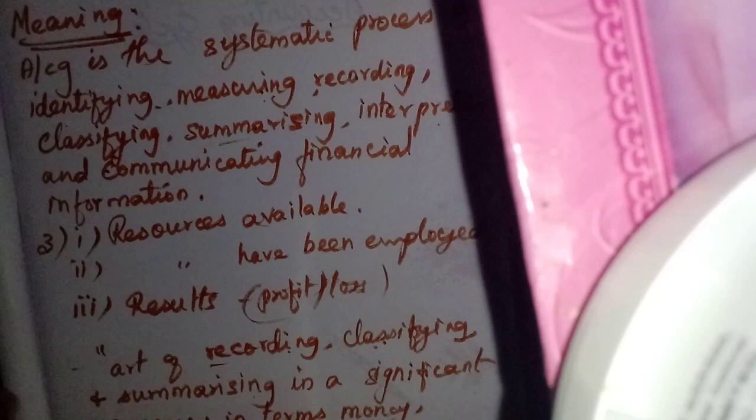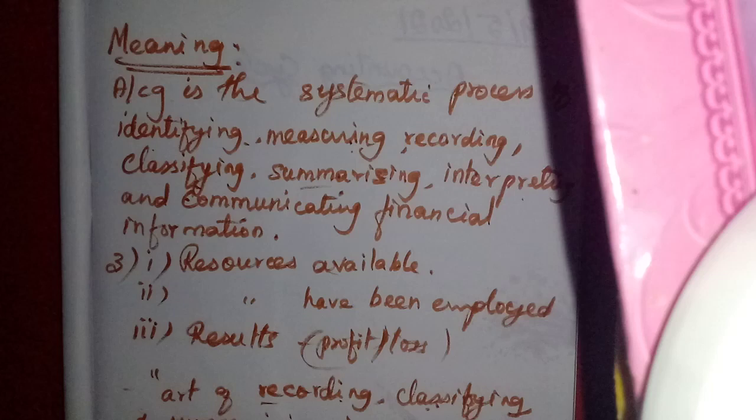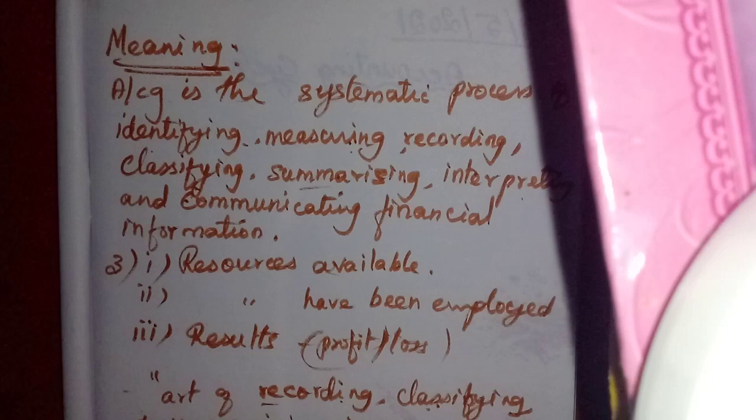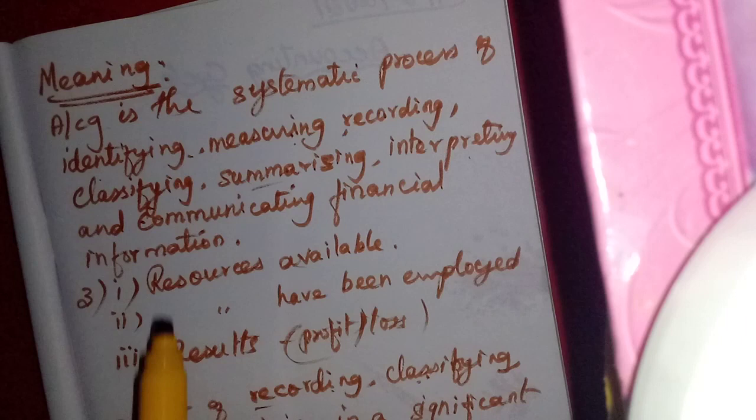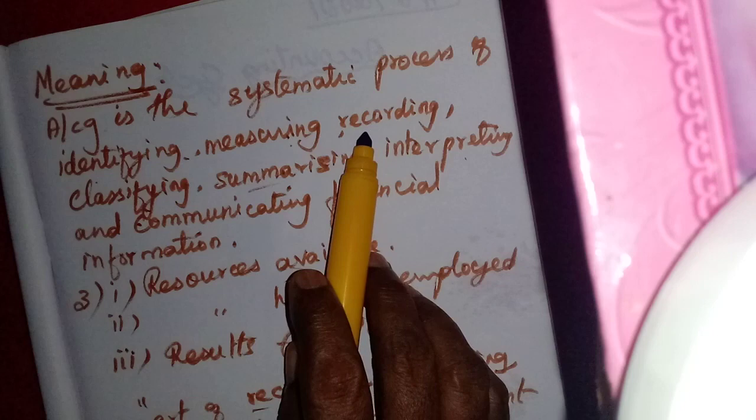Now we will learn the meaning of accounting. What is the meaning of accounting? Accounting is the systematic process of identifying. That means they will identify the transactions, and they will measure, that means what is the amount they will write. That is identifying and measuring, and they will record in the journal entries.